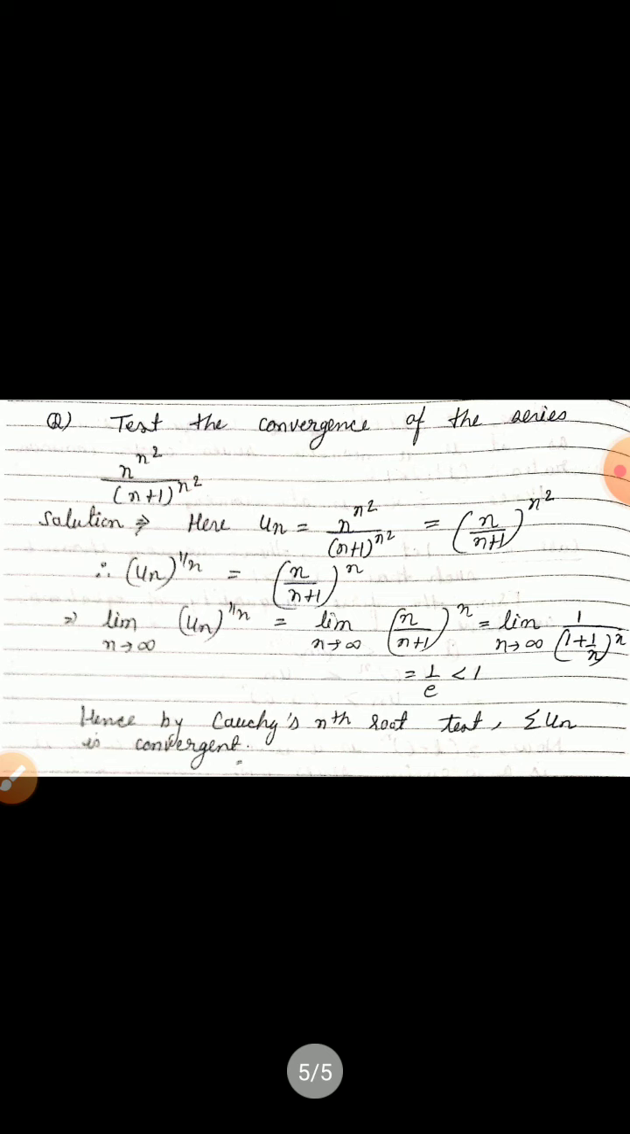Take an example. Test the convergence of the series n to the power n square divided by (n plus 1) to the power n square. So here un is equal to n to the power n square by (n plus 1) to the power n square. This can be written as (n by n plus 1) to the power n square. So here un power 1 by n is equal to (n by n plus 1) to the power n.